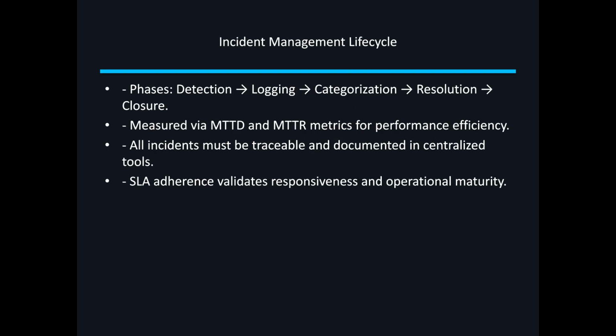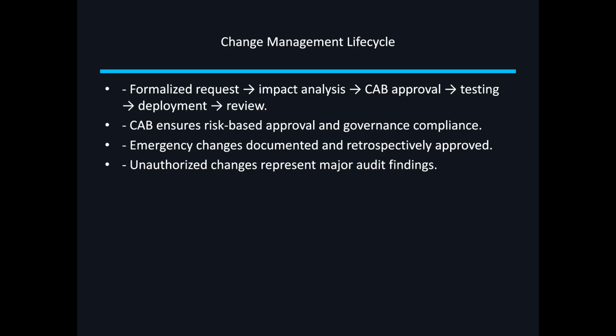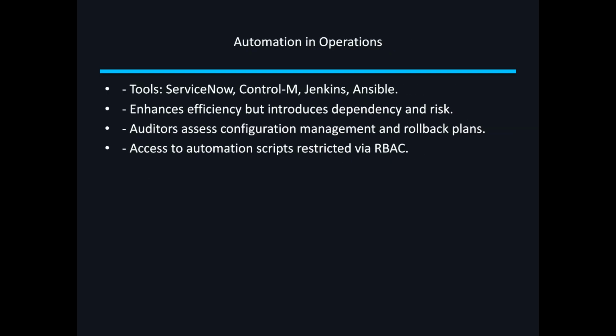Moving on to our next topic, which is operational dependencies and the role of automation. In modern enterprises, operations depend heavily on automation platforms such as ServiceNow, Control-M, or Ansible to schedule, monitor, and manage workflows. Automation reduces human errors, but it also introduces systemic dependency on configuration accuracy.